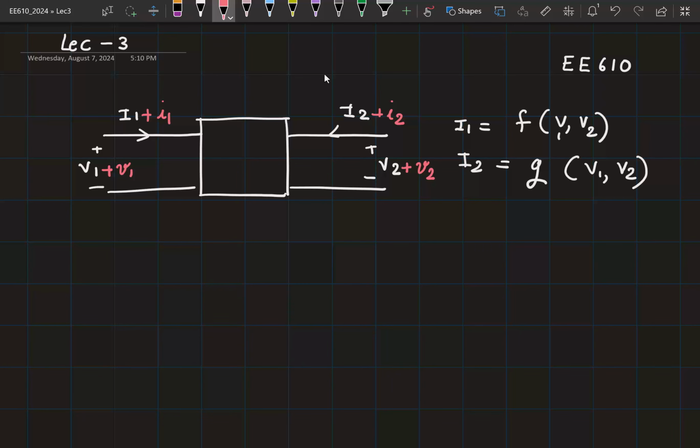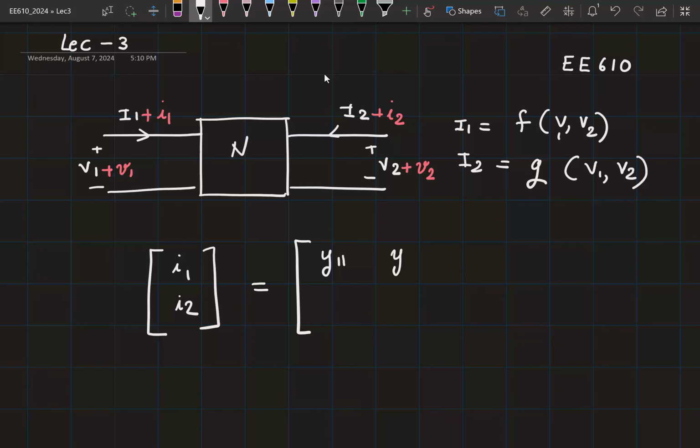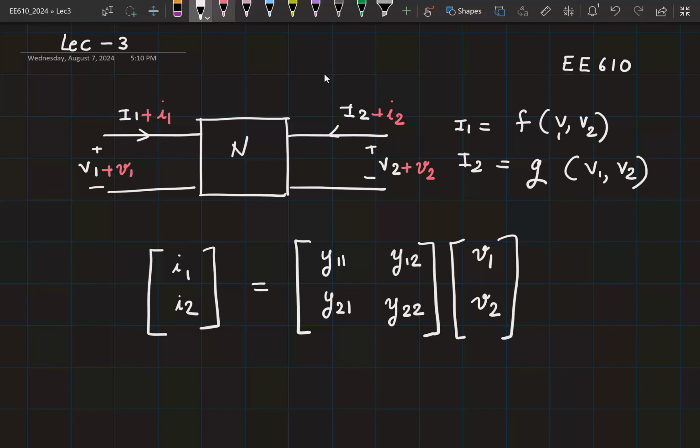And then we saw that even if your network is nonlinear, it is possible to relate these incremental changes in V1 and V2 to the incremental changes in I1 and I2 using linear equations. Right? And we wrote this in the format of an admittance matrix. So we had I1, I2 being equal to Y11, Y12, Y21, Y22 into V1, V2, where what is this matrix called?